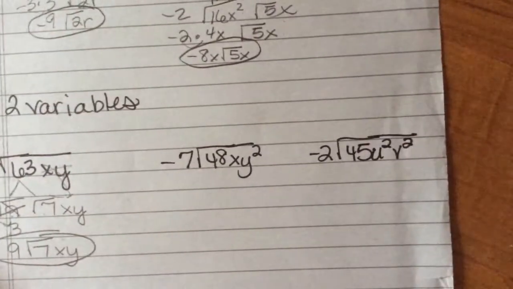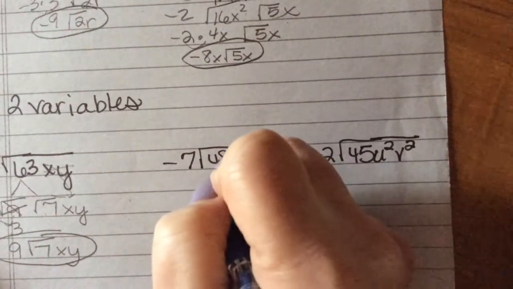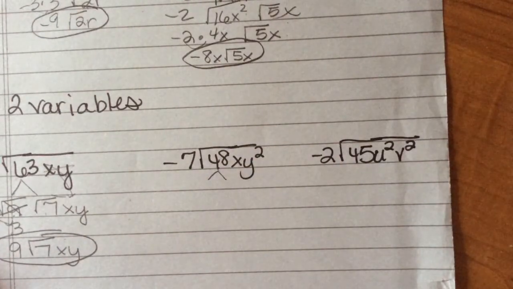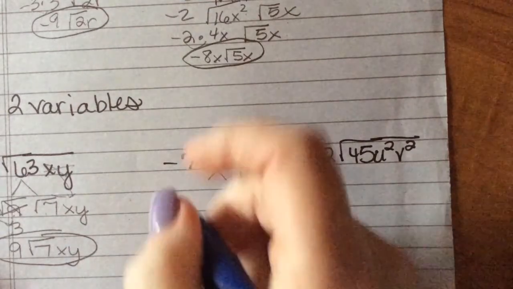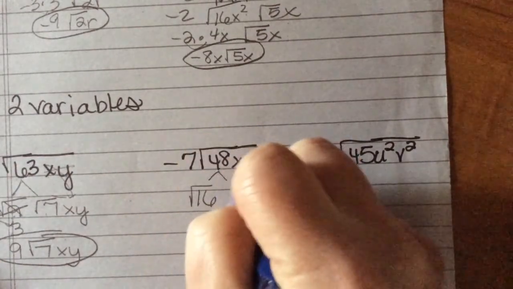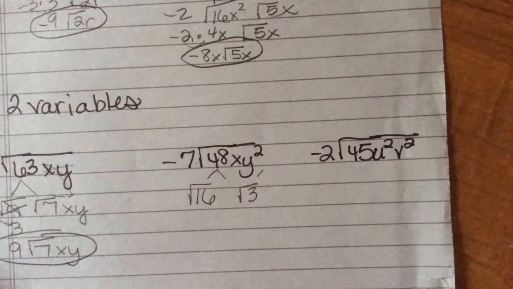Let's take a look at the next. First thing to do, look at the number. So I have a 48. I know 4 goes in, but there's bigger. I know 8 times 6, but neither is a perfect square. Once again, I'm going to look at 16. Oh, I know 16 times 3 is, so square root of 16, square root of 3, 3 being one that's not.